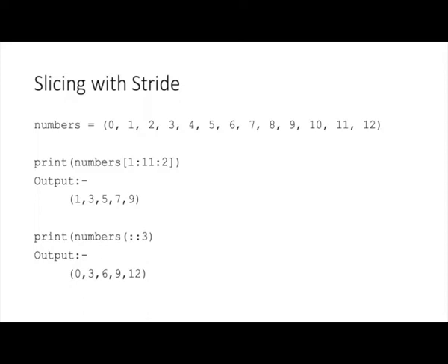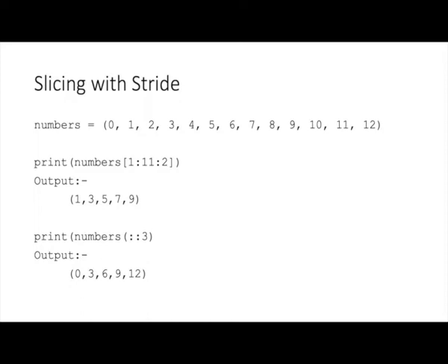Now, I want to print the elements of this tuple numbers. So, I say print numbers 1 colon 11, that is I want to print from index value 1 to the index value 11, but with a stride of 2. Now, I give 1 colon 11 colon 2. Now, you find the output. So, what do you see in the output? What number is at index value 1? Yeah, of course, 1 is located at index value 1.